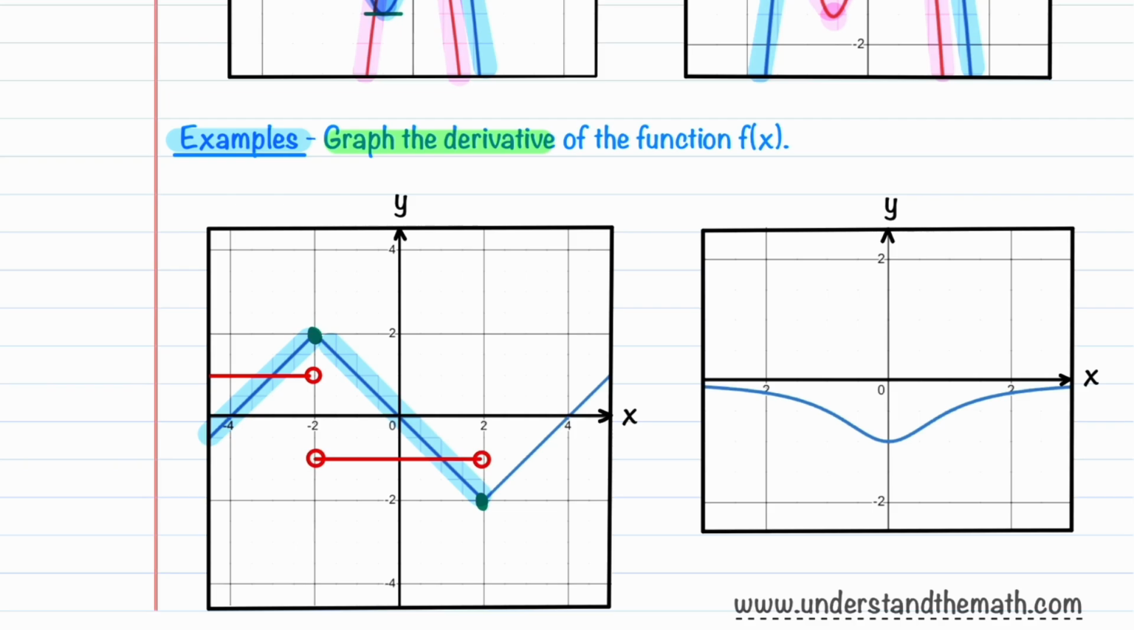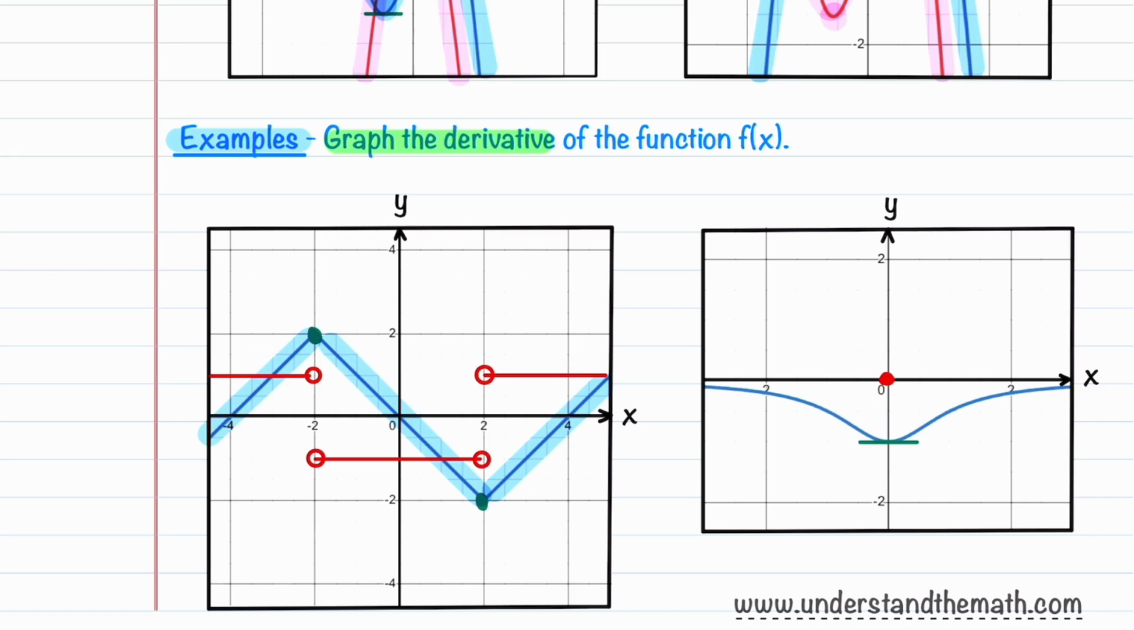Let's look at the last piece. This piece has a slope of 1, and our derivative is going to be equal to 1 at that part, and we are going to have another open circle. Let's now look at the graph on the right. Let's start by looking at where our function has a slope of 0. That occurs right here. So our derivative is going to equal 0 at that point.